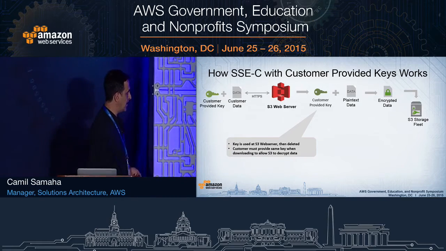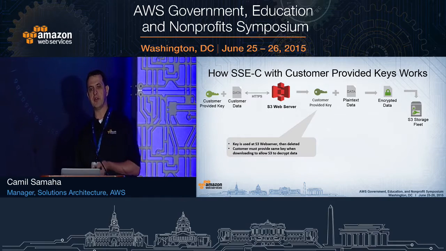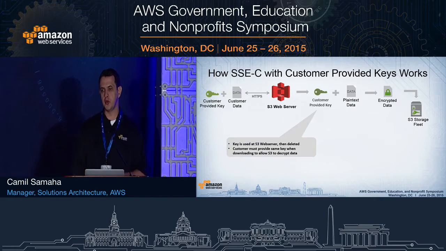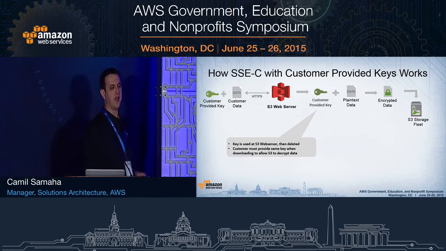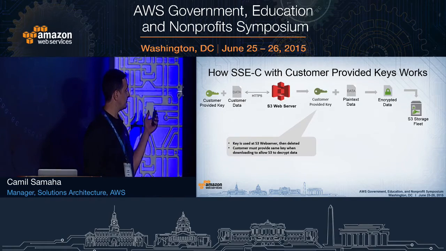So we delete that key, and what that also means is that in order for you to retrieve your data, you need to make an API call to S3 and include your data encryption key with the call so that the data can be decrypted and returned back to you. Okay?